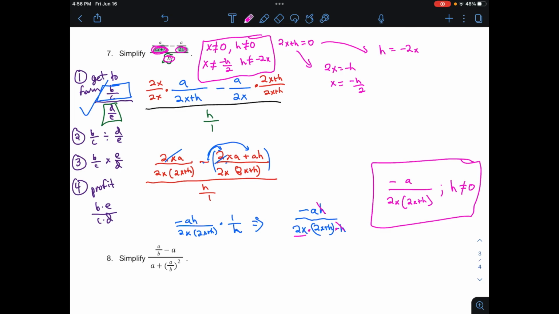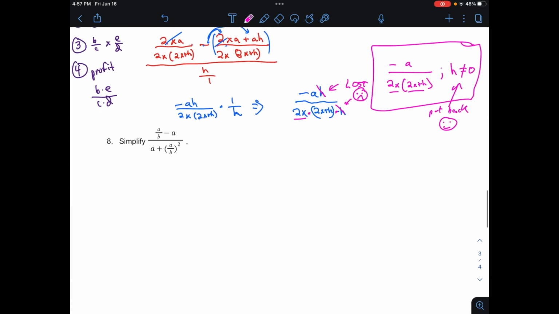So technically I have 4 domain problems initially. x can't be 0, h can't be 0, coming from here and here. And then this expression can't be 0, and it would be 0 if h was negative 2x, or if x was negative h over 2. Those stay present in our final answer. That's still implied here and here, but h does not equal 0 we lost when we canceled the h. We lost it. Very sad. But now we got it back. Put back. And we're happy.